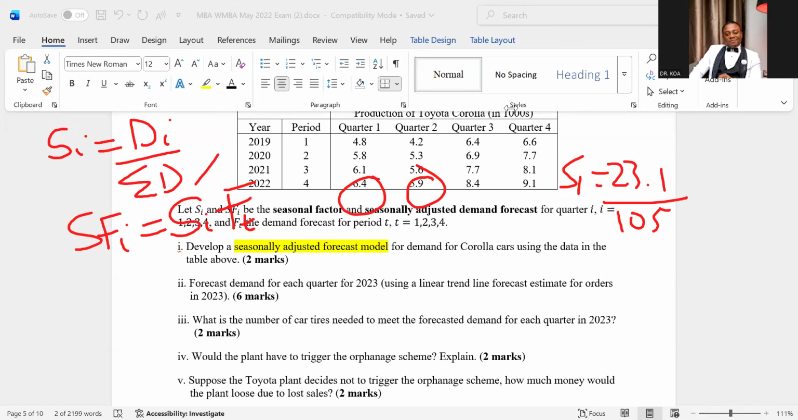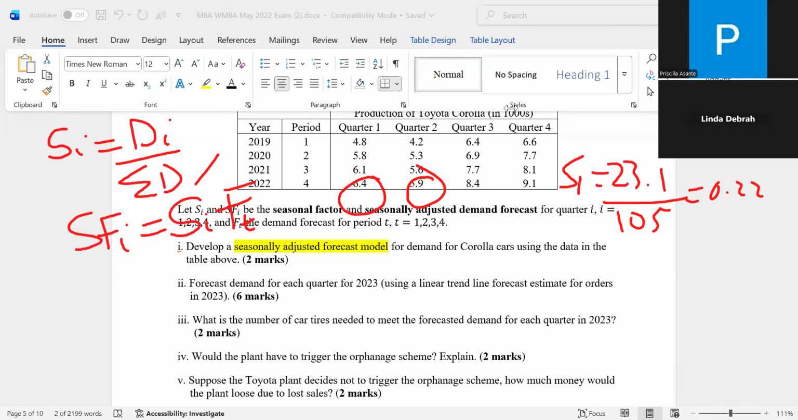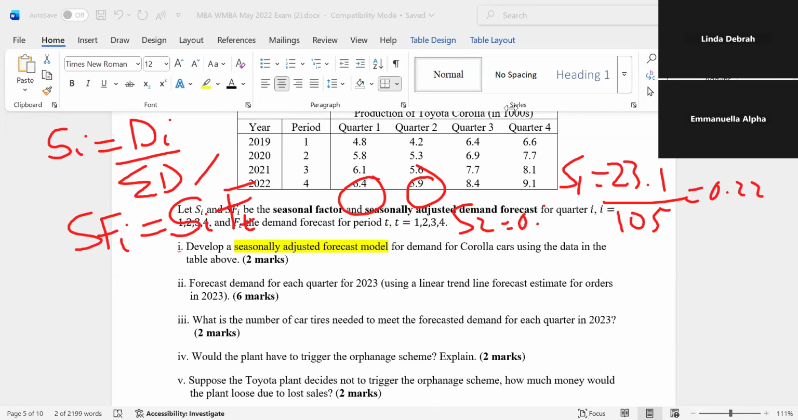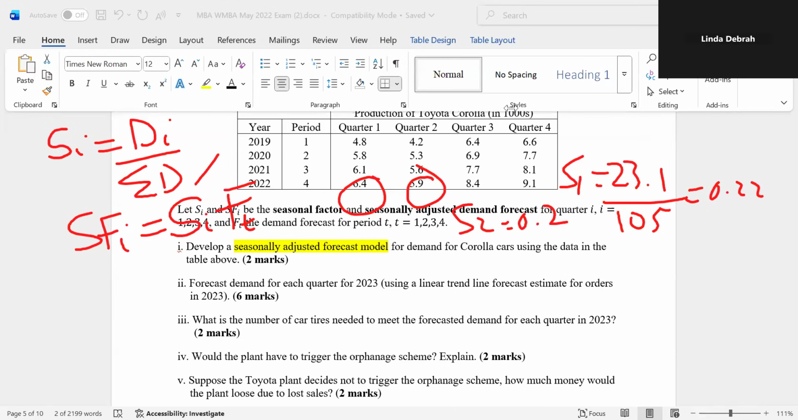Oh, okay. Thank you. You can tell me the next quarter. So this one is 0.22. What's the next one? Priscilla. 0.2. Keep it all. Don't wait for me to be writing it before. So S2 is 0.2. What about S3? Linda. 0.28. What about S4?